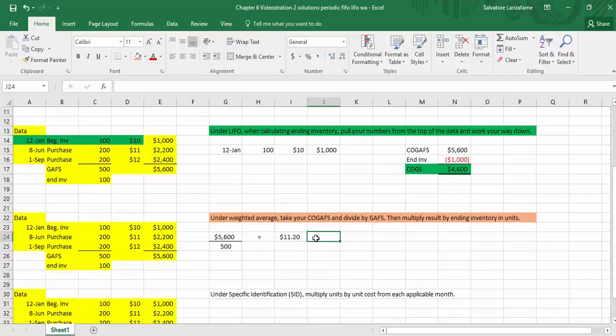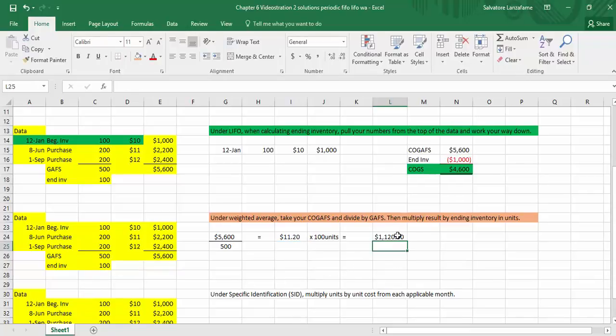So once I have that $11.20 per unit, notice the prices were 10, 11, 12, so the answer had to be somewhere between 10 and 12. You're then going to multiply this result by how many units you had in ending inventory. The result of doing this is your answer. So $11.20 multiplied by 100, and we end up with $1,120. That will represent your ending inventory in dollars. Okay, so that's your answer.